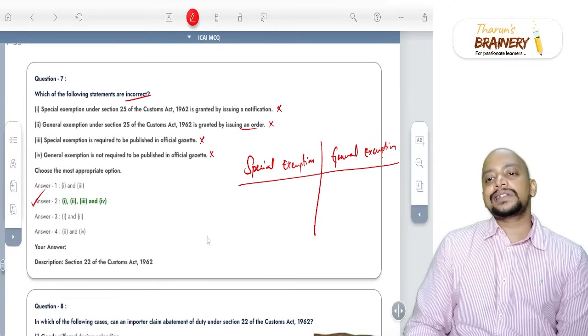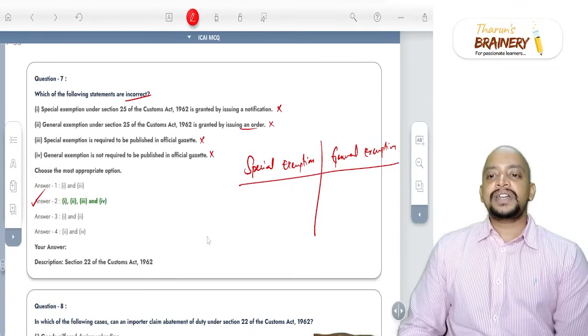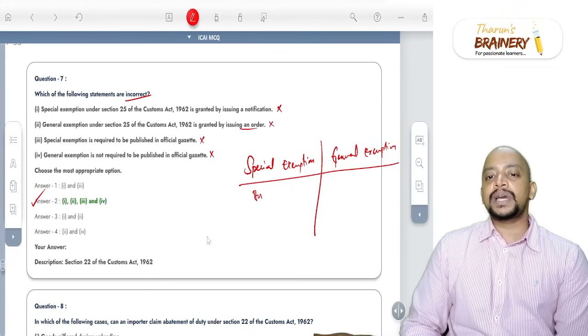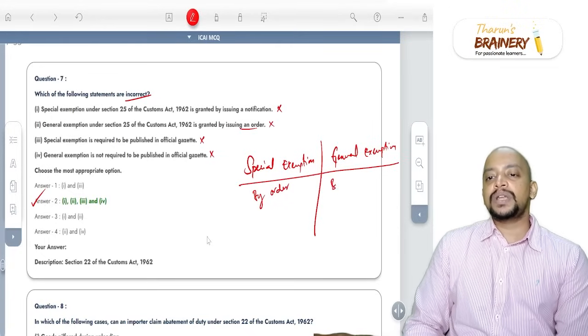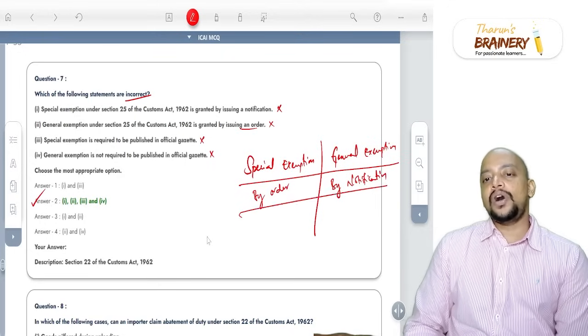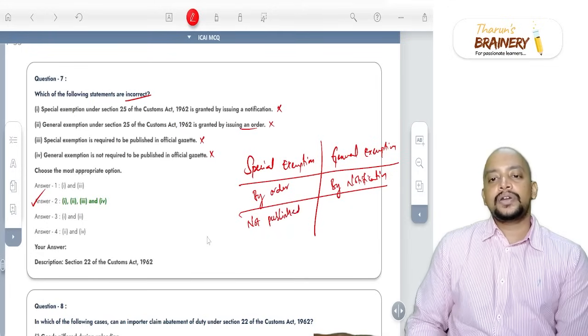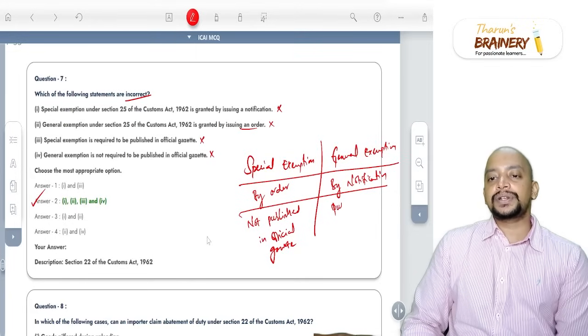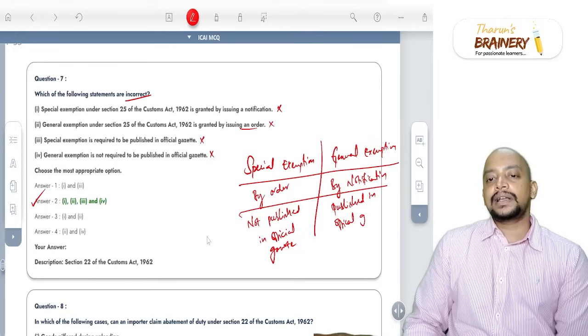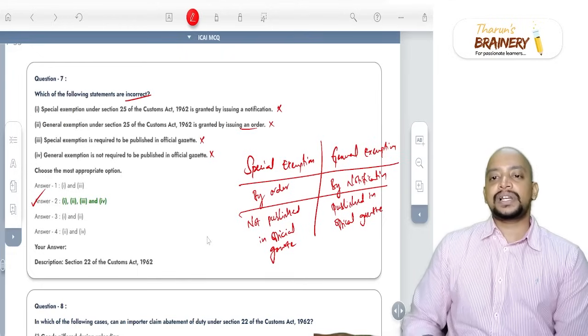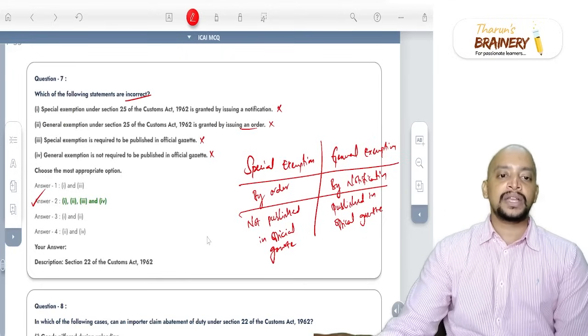Special exemption is in some extreme circumstances. Whereas general exemption is normally by order, this will be by notification. An order is not published in the official gazette, whereas this should be published in the official gazette. Which one? The general exemption.